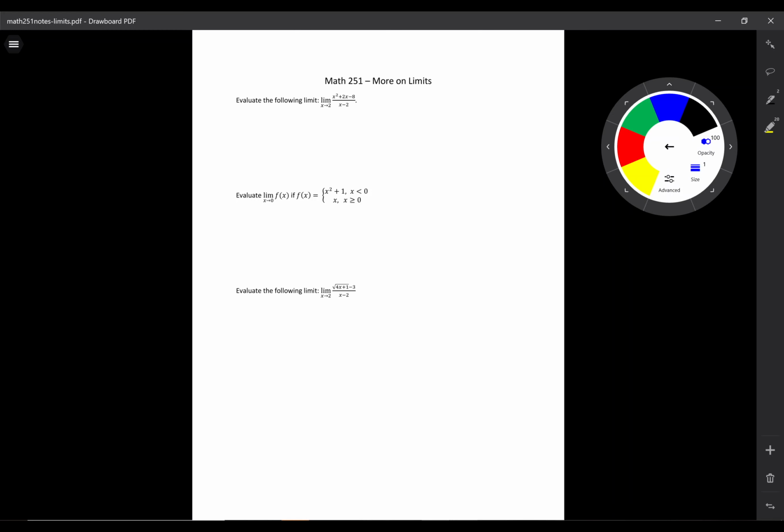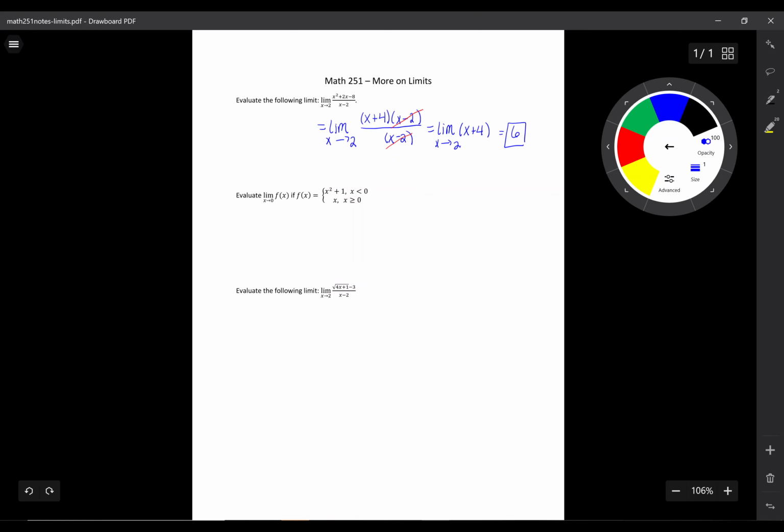If I look at the numerator here, I see that this can factor. So the numerator will factor, and we'll get the limit as x goes to 2. This factors as (x plus 4) times (x minus 2). And then we have our x minus 2 in the denominator. Well, hey, look at that. This allows me to cancel these two factors. And I am left with the limit as x goes to 2 of x plus 4, which is of course equal to 2 plus 4, or 6.